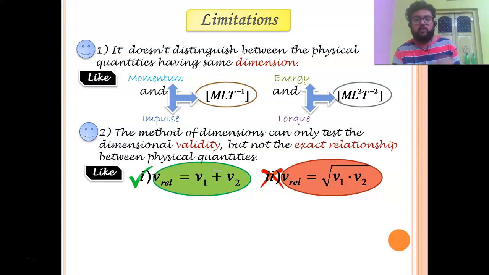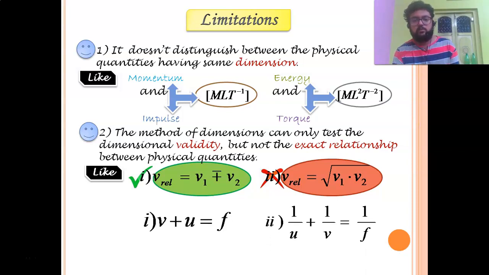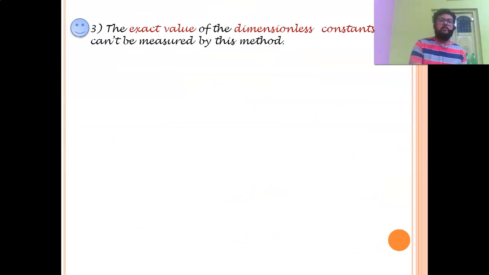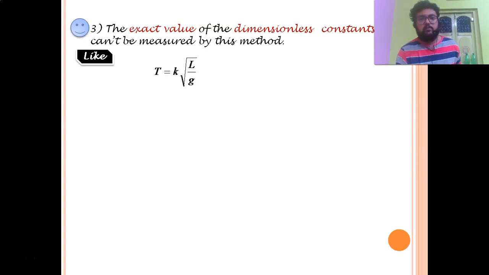So we can do another example, like the focal length of a lens can be represented by these two equations. They both are dimensionally correct, but the first one is physically incorrect and the second one is physically correct. Okay, let us see the third limitation. The exact value of the dimensional constant cannot be measured by this method. As we have seen before that T is equal to k root over L by g, we cannot find the value of k by using the dimensional analysis.